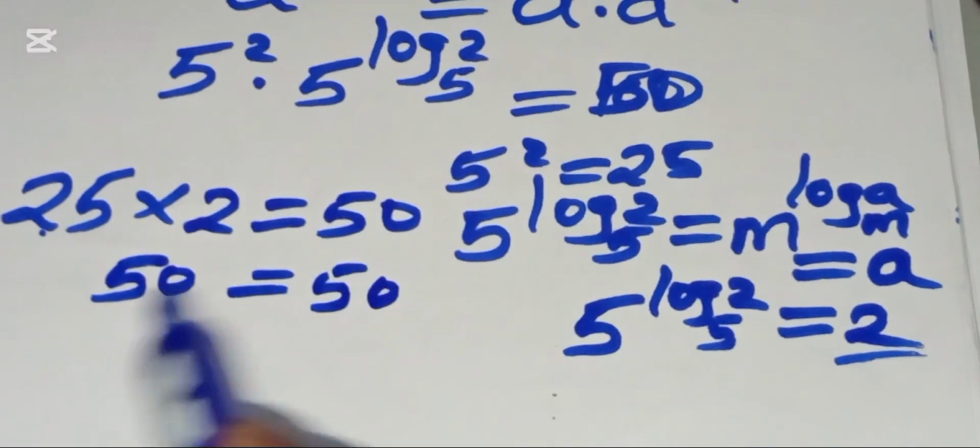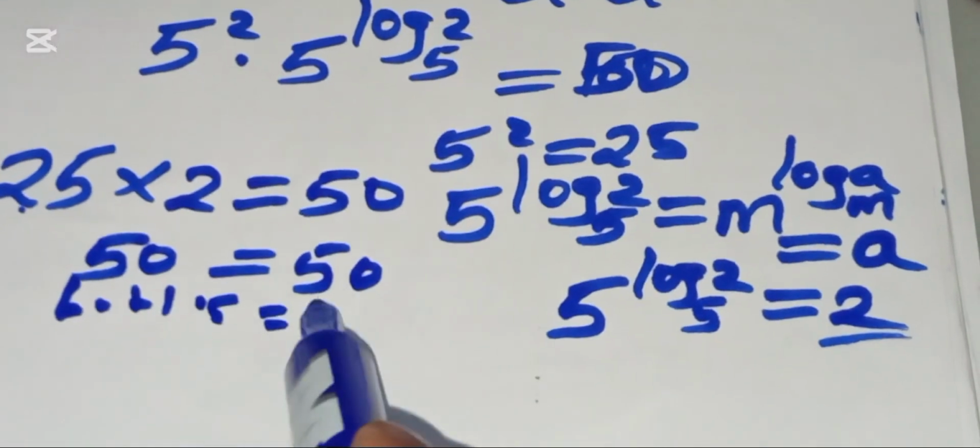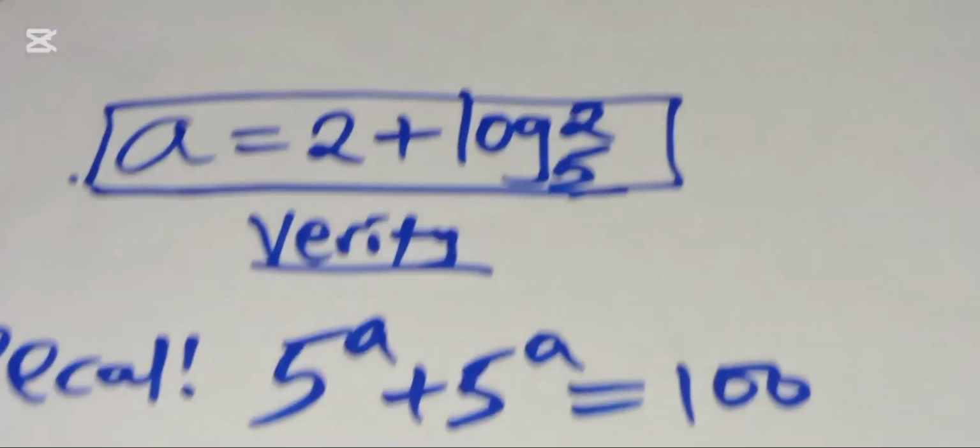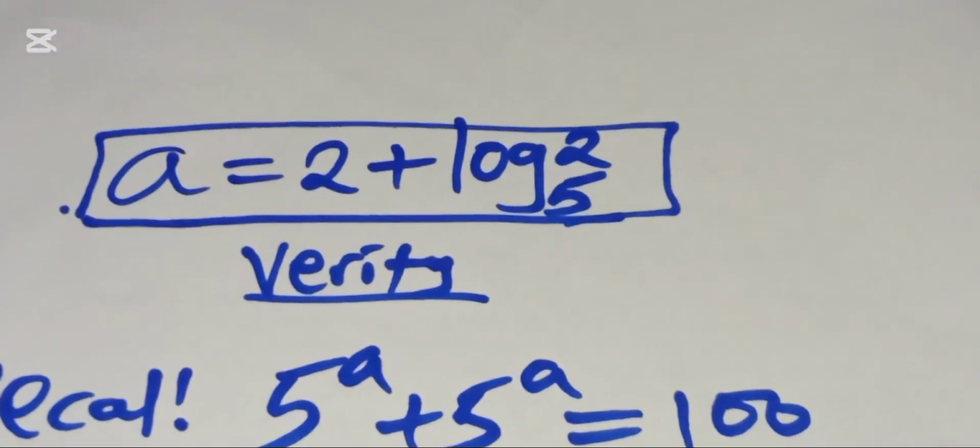And that means that the left-hand side is equal to the right-hand side, okay? And that affirms that the value of a, which is equal to 2 plus log 2 to base 5, actually satisfies the equation.